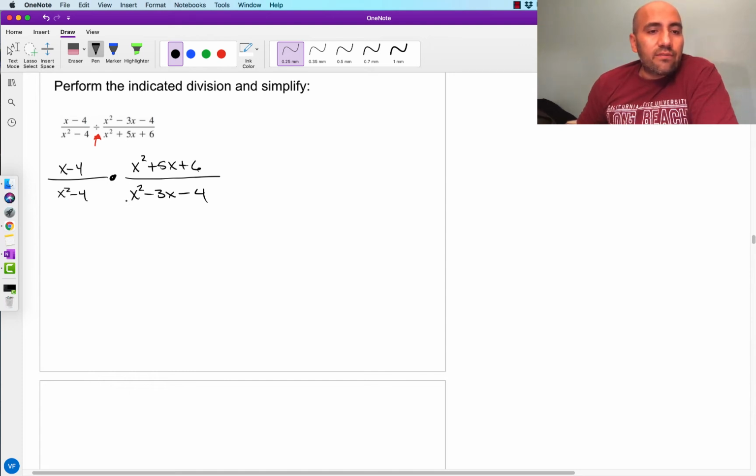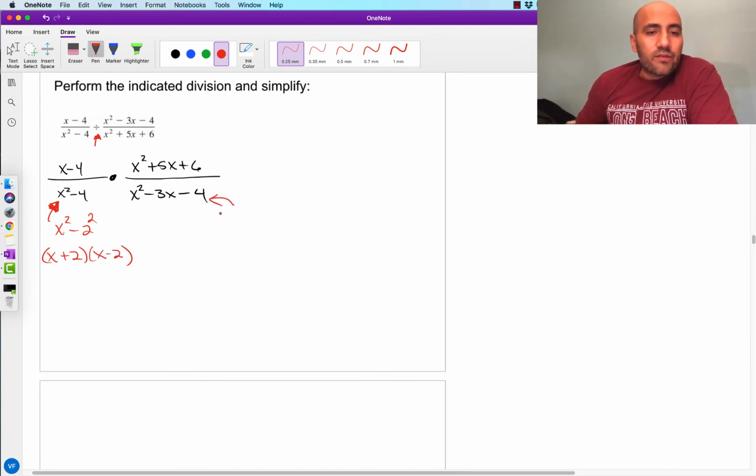And next, we just have to factor everything. So how do we factor this guy? Well, that's going to be a difference of squares, right? That's something squared minus something squared. x squared minus 2 squared. Something squared minus something squared. So from our patterns, we know that that must mean x plus 2, x minus 2.